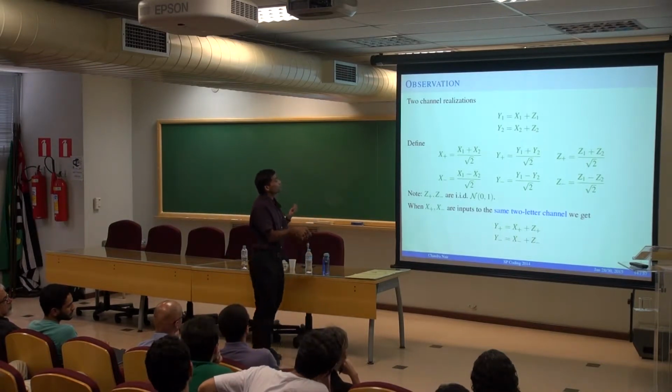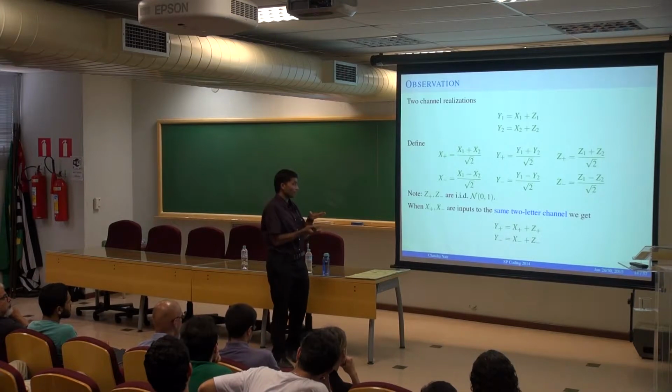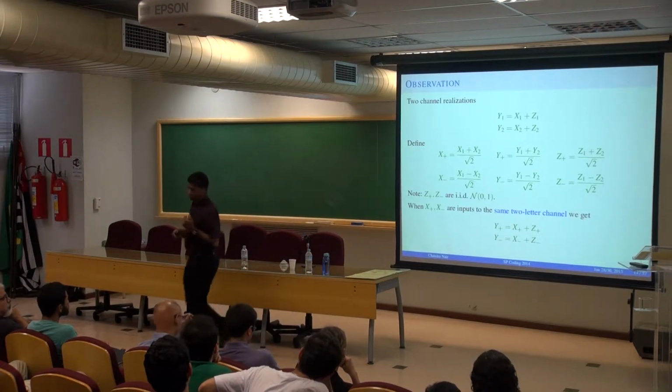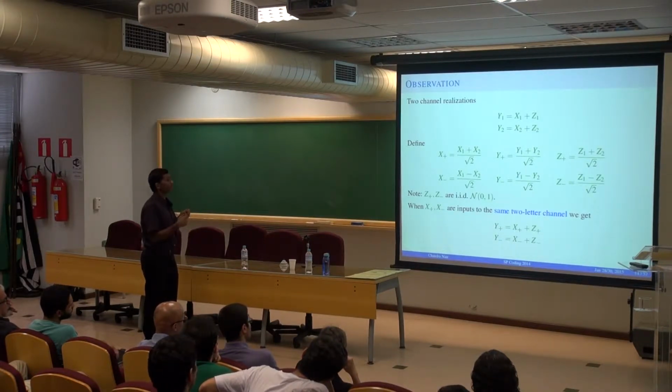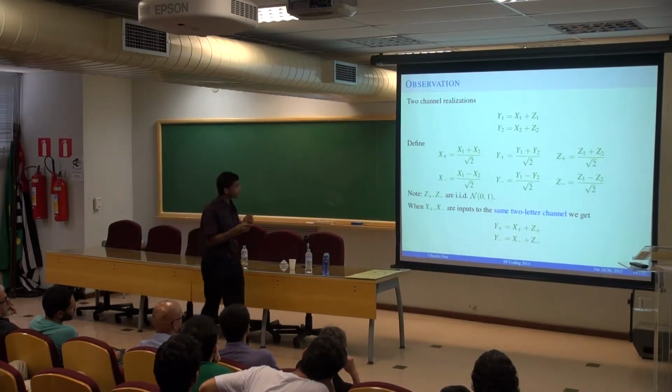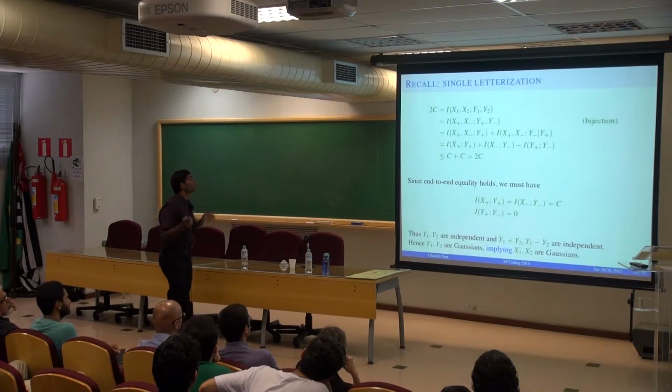This is only true when it's Gaussian, right? Because if I don't have Gaussian, this channel may be different from the original channel. But when you have Gaussian, it's the same product channel. This is where we're using the fact that it's Gaussian. So we get y plus is x plus plus z plus, y minus is x minus plus z minus, the same channel. Let's see what we can do with this. So far I've done nothing, I've just done a bijection, a rotation.